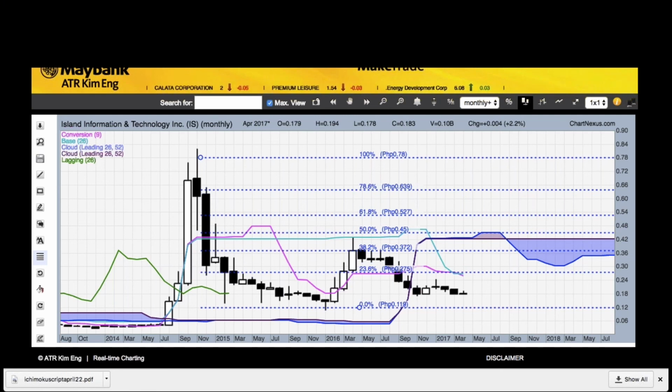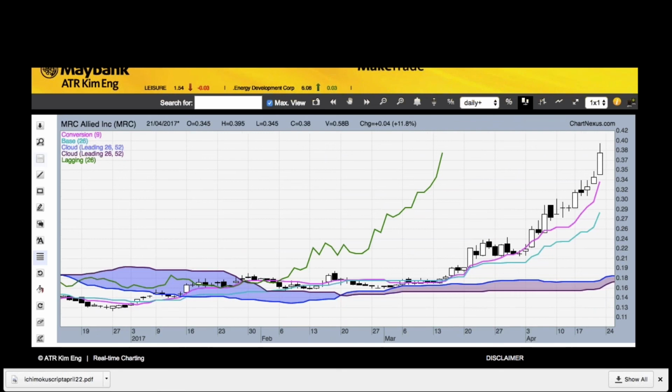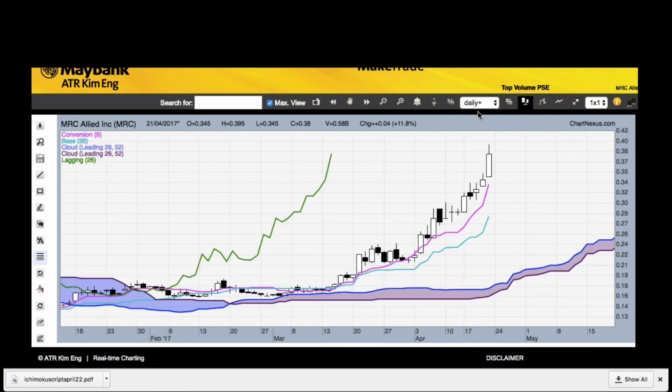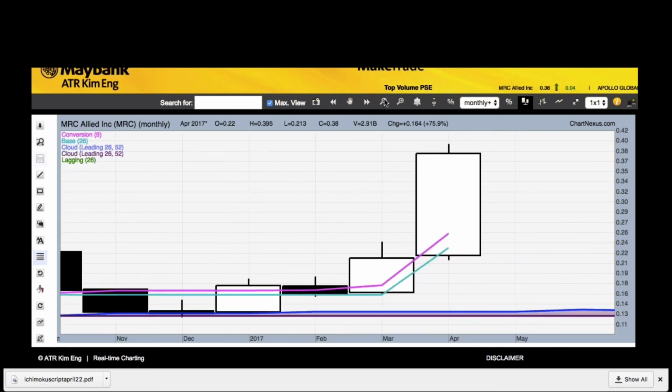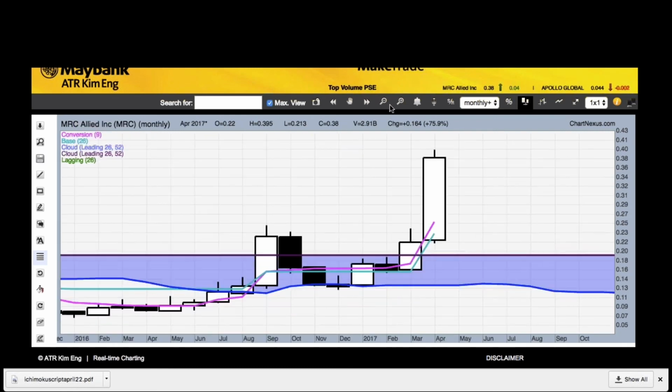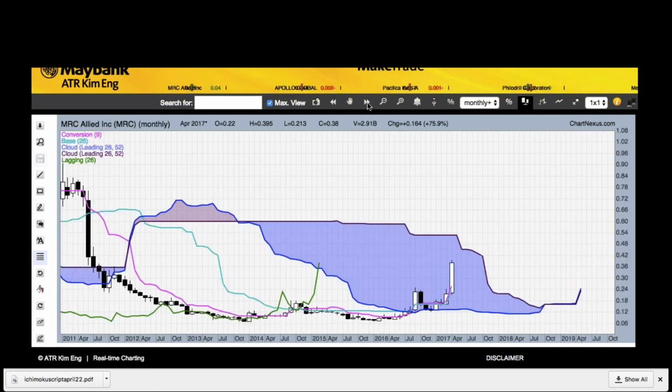Here's another example. We use the monthly chart to find the general direction of any bounce using the Ichimoku trading system. So for example, MRC bounced strongly. Now let's look at the monthly chart to see where possible resistances are. So here is a possible resistance for MRC. This is the Kumo top or the Chikou Span B.